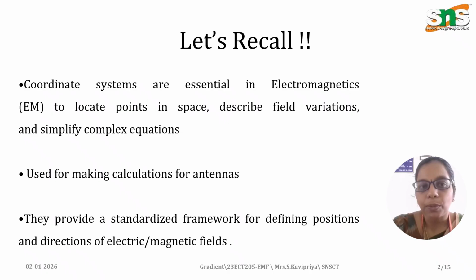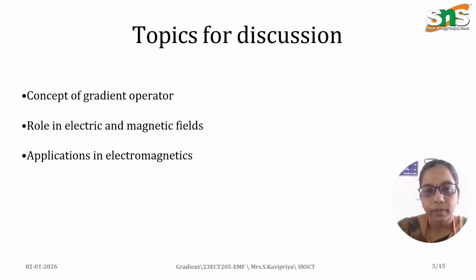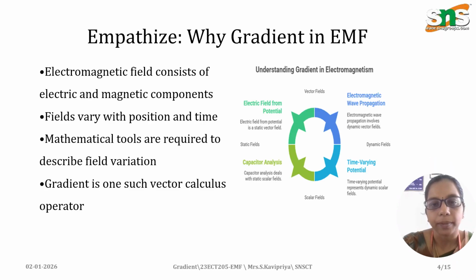We discussed three coordinate systems: Cartesian, cylindrical and spherical. It is a standardized framework for defining a point in space. I am going to discuss the concept of gradient and its role in electric and magnetic fields, and finally the applications of the gradient.